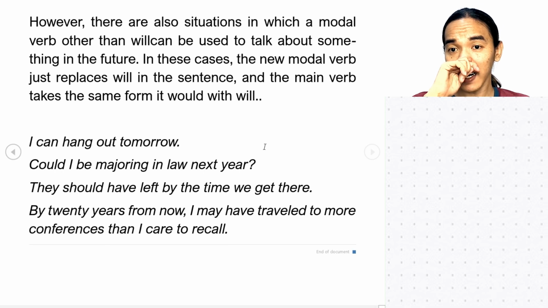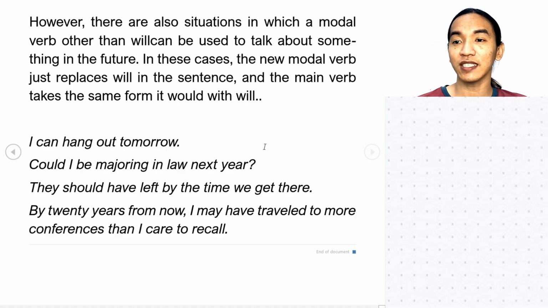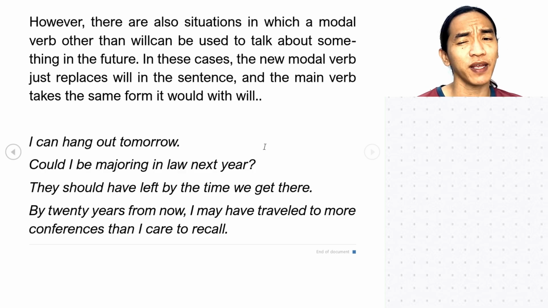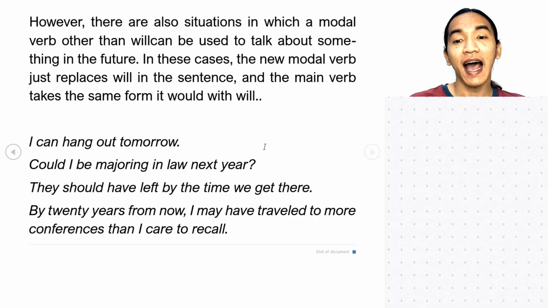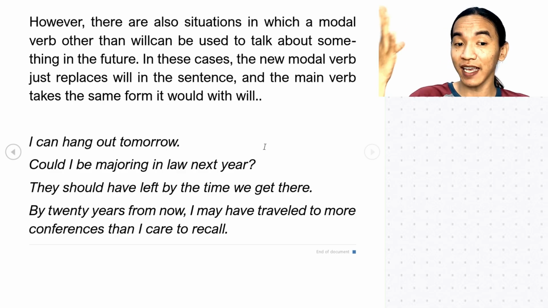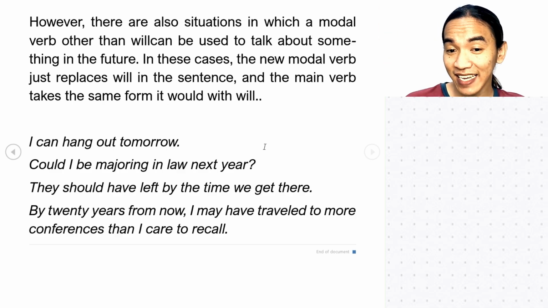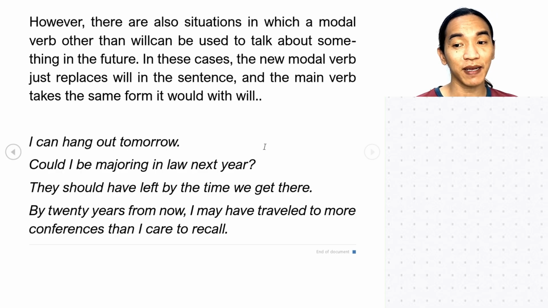However, there are also situations in which a modal verb other than will can be used to talk about something in the future. In these cases, the new modal verb just replaces will in the sentence and the main verb takes the same form it would with will. I can hang out tomorrow, can for future. Could I be majoring in law next year? They should have left by the time we get there.